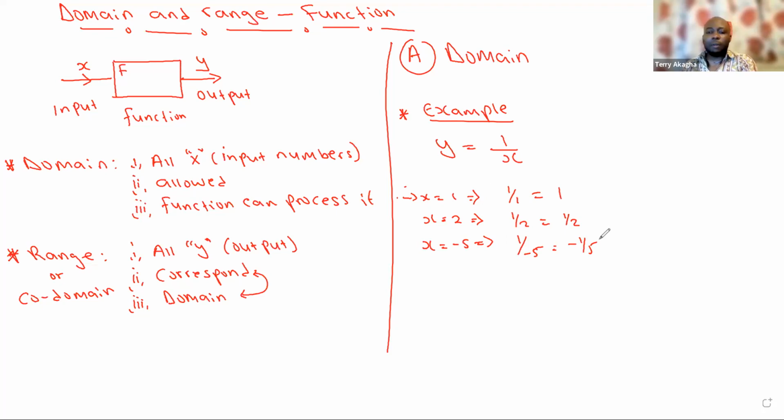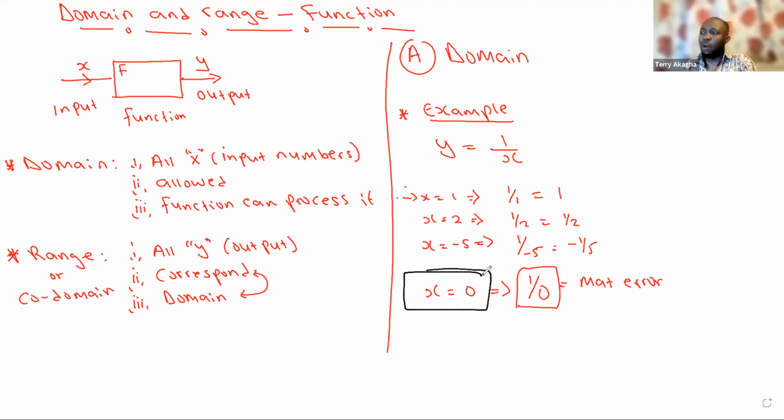Now, but if x is equal to 0, press this in your calculator, 1 over 0. What do you think it will give you? If you put it in your calculator, you will see something like math error. Does that make sense? So that means this cannot be processed. So all possible values of x are the allowed inputs, except x equal to 0, which is not allowed. Is this making sense? So every other thing is allowed except x is equal to 0.